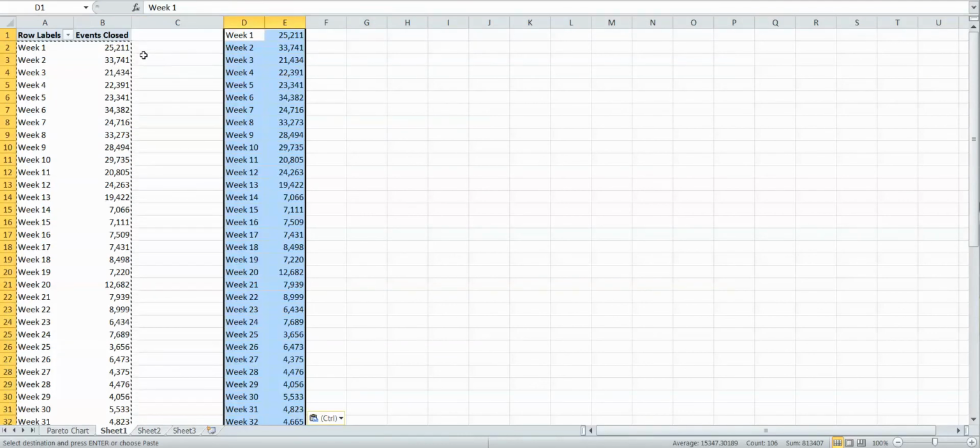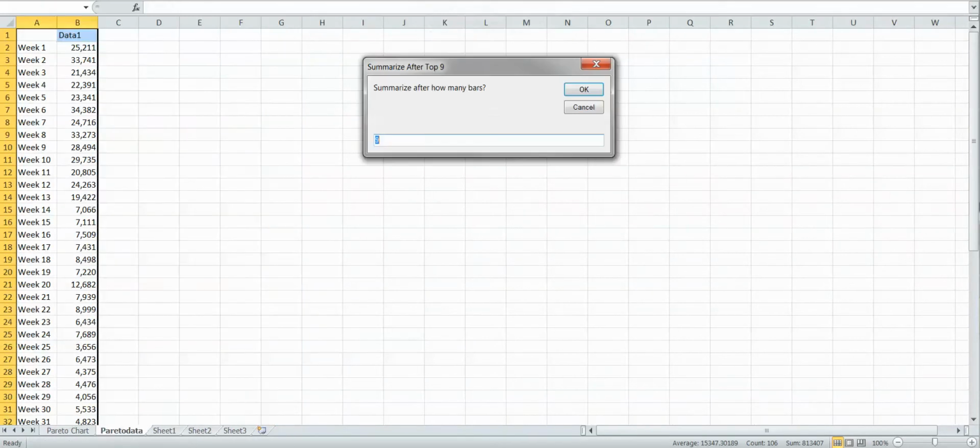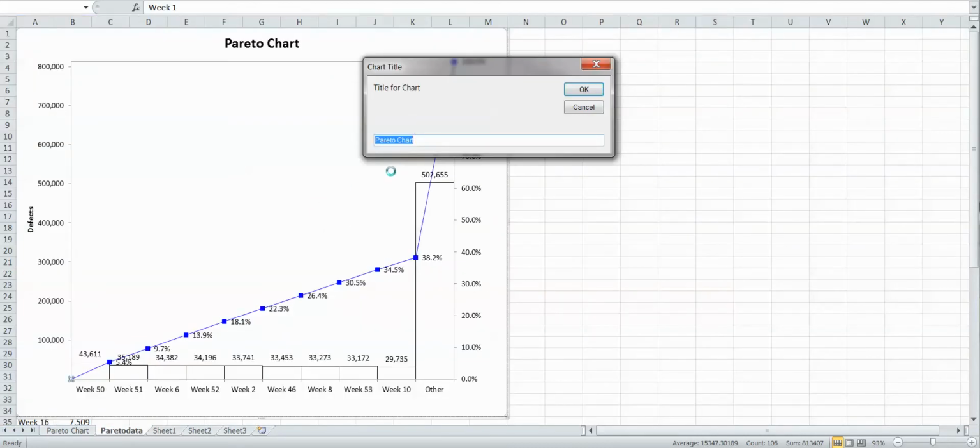This is just events closed. And then we'll perform our Pareto analysis here. We'll do a traditional summarize the information after 9 bars, which points out the vital few. And we're going to call this chart top event volume weeks historical. And then on the x-axis we're going to have the week, and on the y-axis it's not a defect, it's an event.